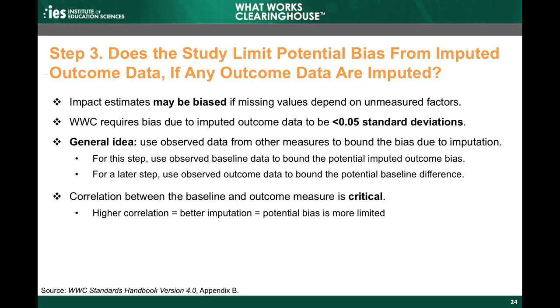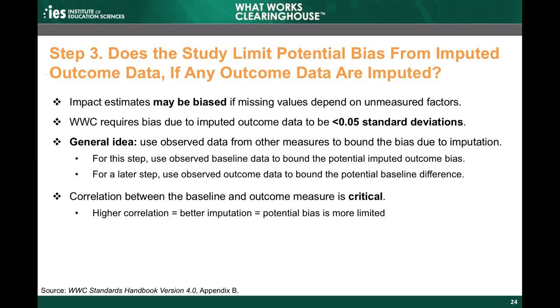What that essentially means is that knowing something about the baseline measure tells you nothing at all about the outcome measure. So in that case, we can't really use the baseline measure to bound the bias in imputed outcome data. So one study design consideration for researchers is to use baseline measures that are reliable and correlate strongly with the outcomes that you're hoping to collect.